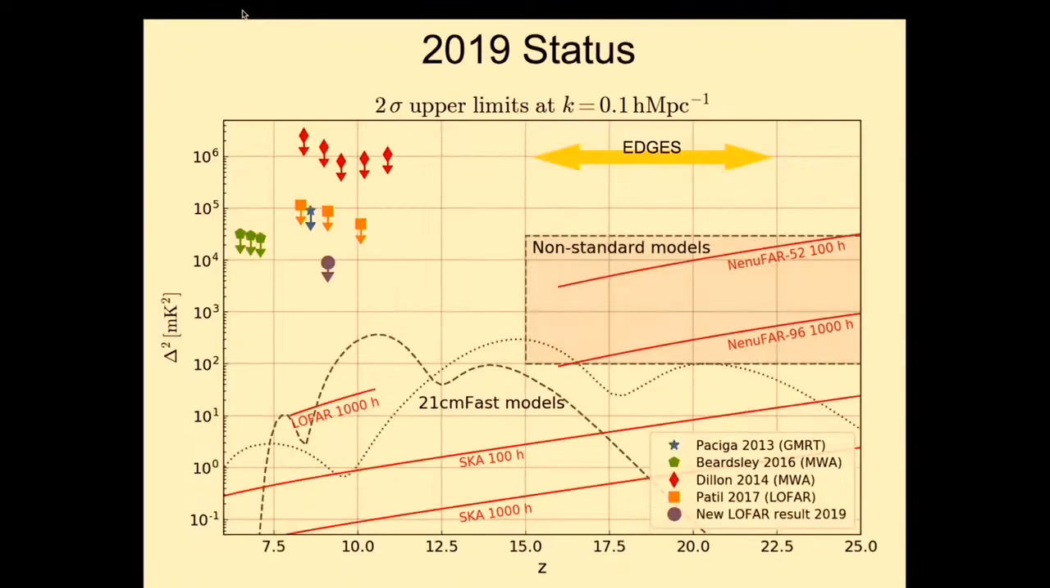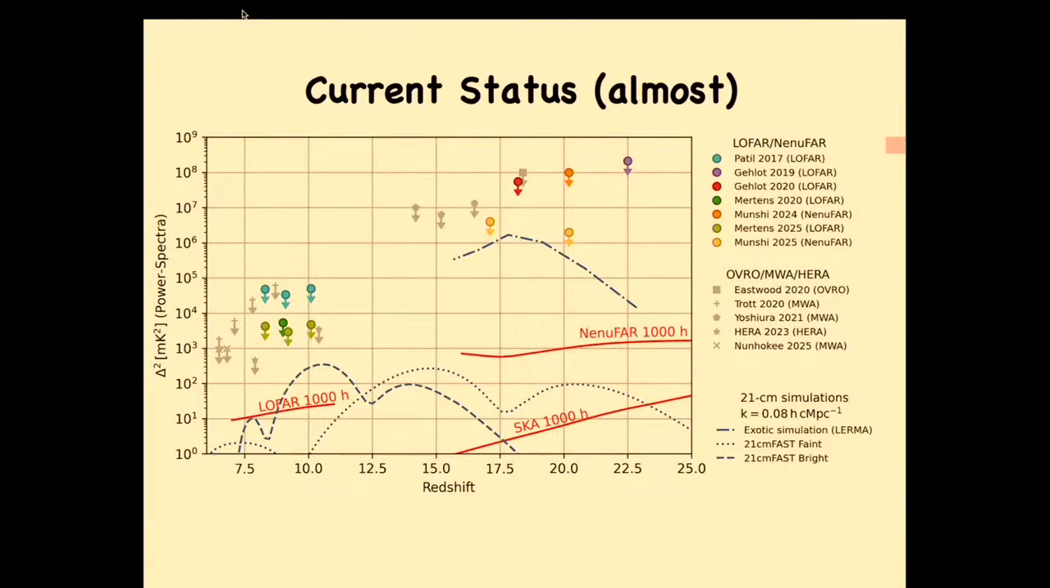This is the status in 2019. You could see that things are going low. These are the expectations from models, okay? And now we expanded the window. There is NenuFAR here. There is SKA, which is here. These are the noise of SKA. This is the noise of LOFAR, right? So if you go to sensitivity below this, you can detect stuff. So this is what we expect after 1,000 hours of LOFAR. This is from 100 hours of SKA or 1,000 hours of SKA, right? So there's a future to this, provided you get the systematics right, and this is the current status.